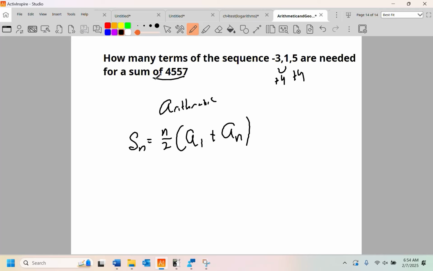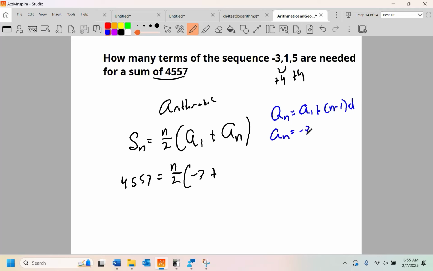There's my formula. The sum is 4,557. It must equal n over 2. N is the question. The first term is negative 3. And then I have the last term. To find the last term, I actually cannot find its numerical value, but I can use this guy right here. And it's magic, but it makes it go from a 2-variable equation to a single variable equation. I know that the first term is negative 3. I have no idea what the last term is, but I know what the common difference is. It's 4.